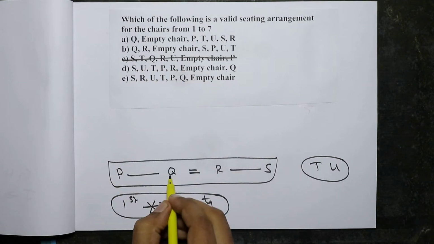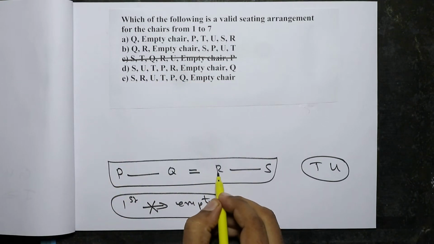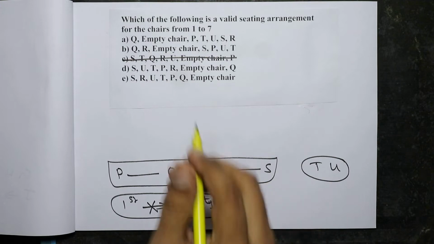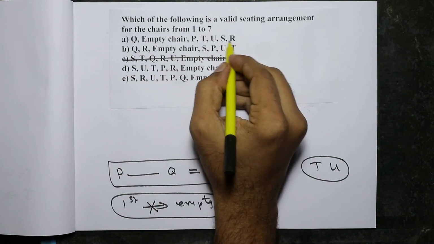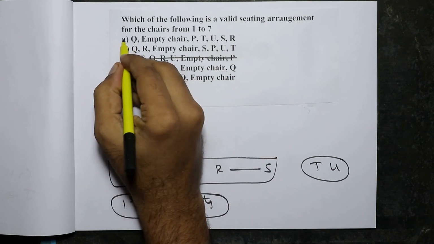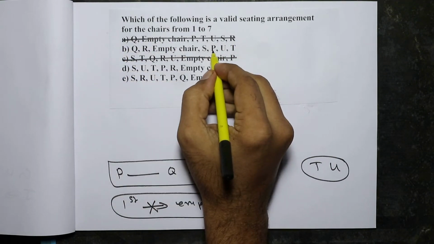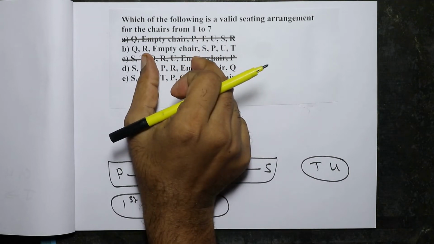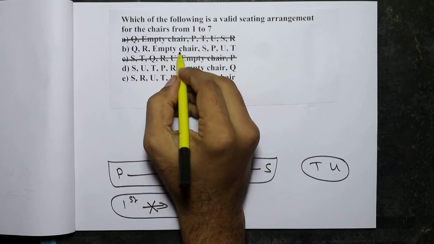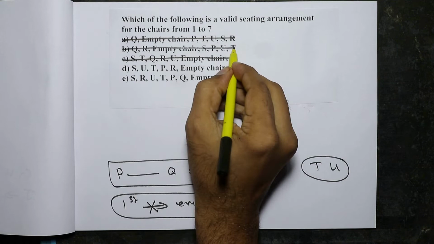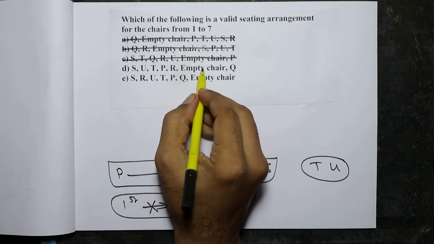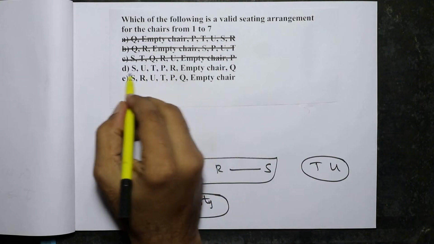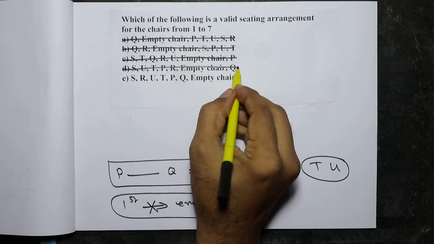The distance from P to Q should be same as the distance from R to S. Here P to Q, in between them 1 chair. Between R and S 0 chairs. So that is not allowed. P, Q, the distance is 3 chairs in between them. Between R and S only 1 chair. So that is also not allowed. Here P, Q, distance between them is 2 chairs. Between R and S we have 3 chairs. That is also not possible.